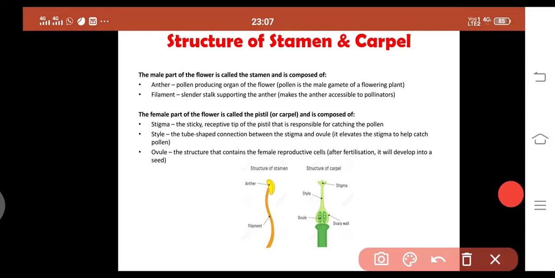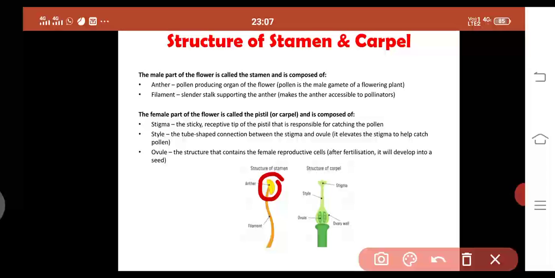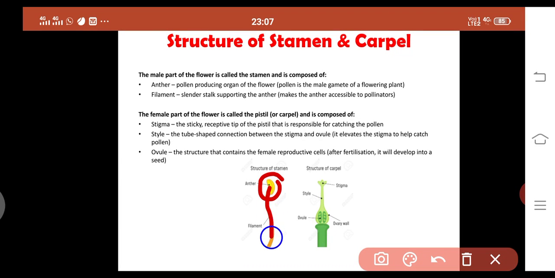Anther, where the pollens get stored, and from where pollination, germination, fragmentation, everything happens. And this is the filament. So what is anther? Anther is the pollen producing organ of a flower. Filament is a slender stalk supporting the anther. So the anther is being supported by the filament.